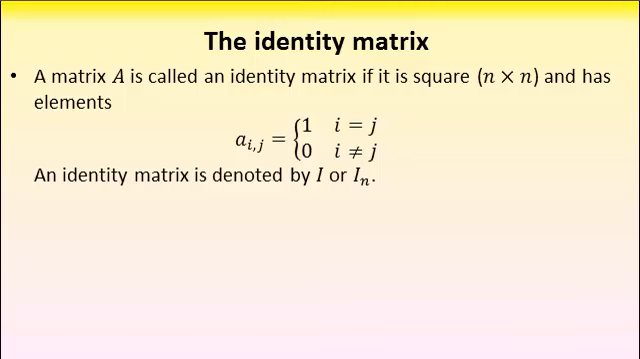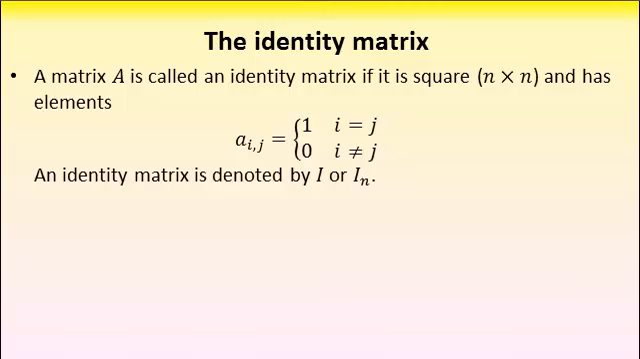So the identity matrix is a square matrix. It's a diagonal matrix, that is, all the off-diagonal elements are 0 and all the diagonal elements are equal to 1. So we use this notation a_ij equal to, followed by this conditional definition: 1 if the indices are the same, that is, if we are on the diagonal, and 0 if the indices are different, that is, we're off the diagonal.